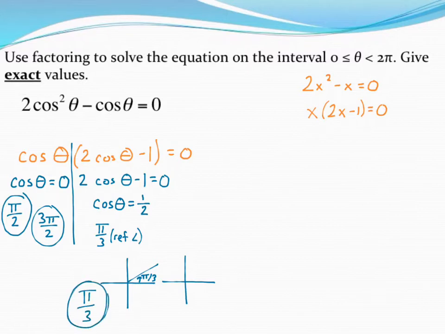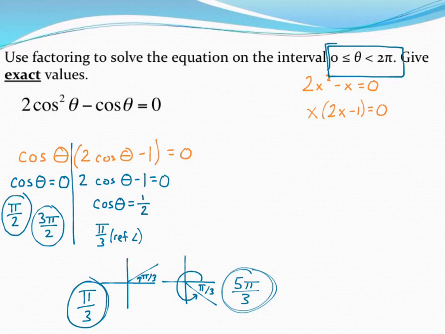Pi over 3 works. However, there's a second quadrant where cosine's positive. Cosine is also positive in quadrant 4. And so drawing a reference angle of pi over 3 right there, and then remeasuring all the way around this way gets me another answer, a fourth answer of 5 pi over 3. And so there's 4 answers that this equation has. And remember, it actually has probably an infinite number of answers. However, we're only looking between 0 and 2 pi. And so in that interval, those are the only 4 solutions we'll find.